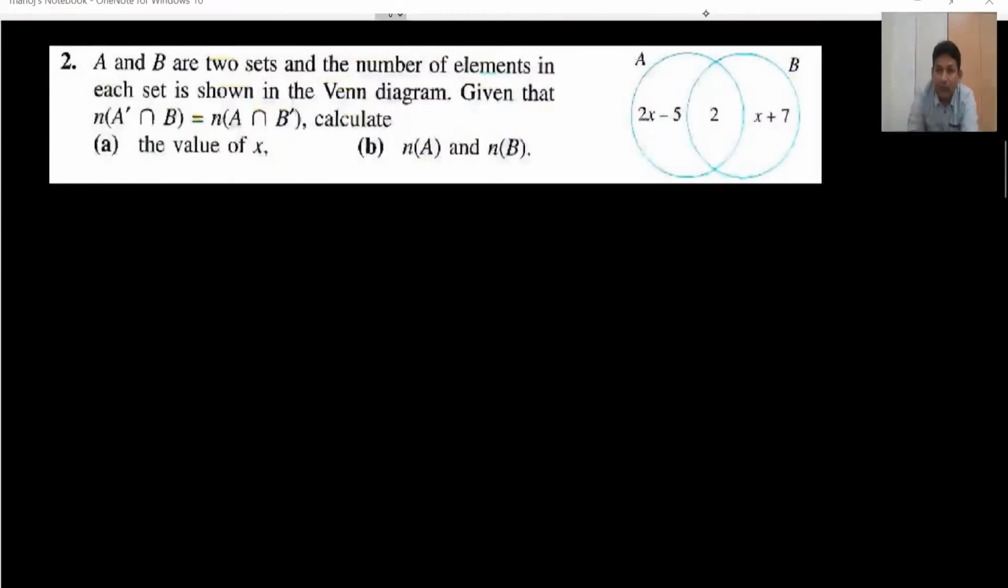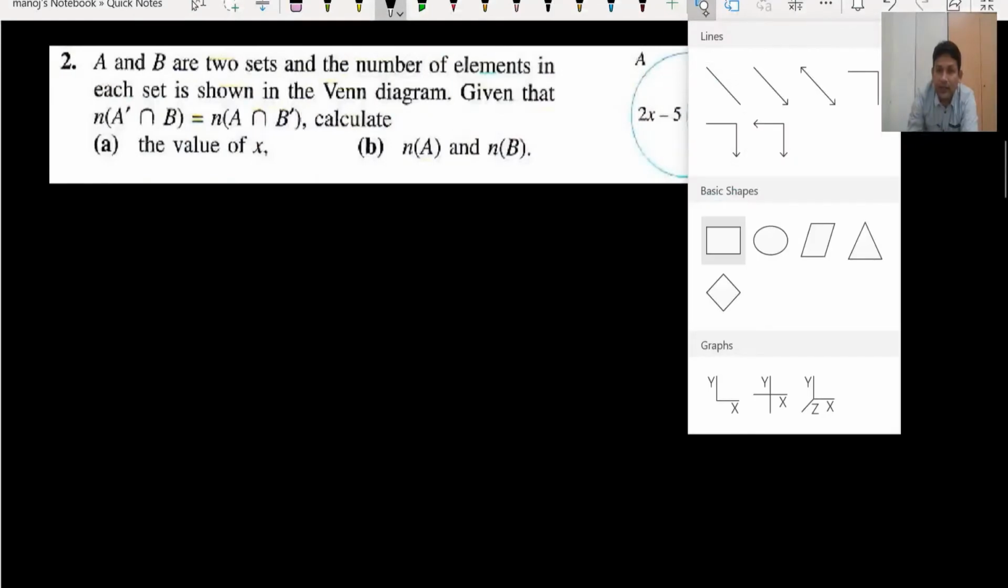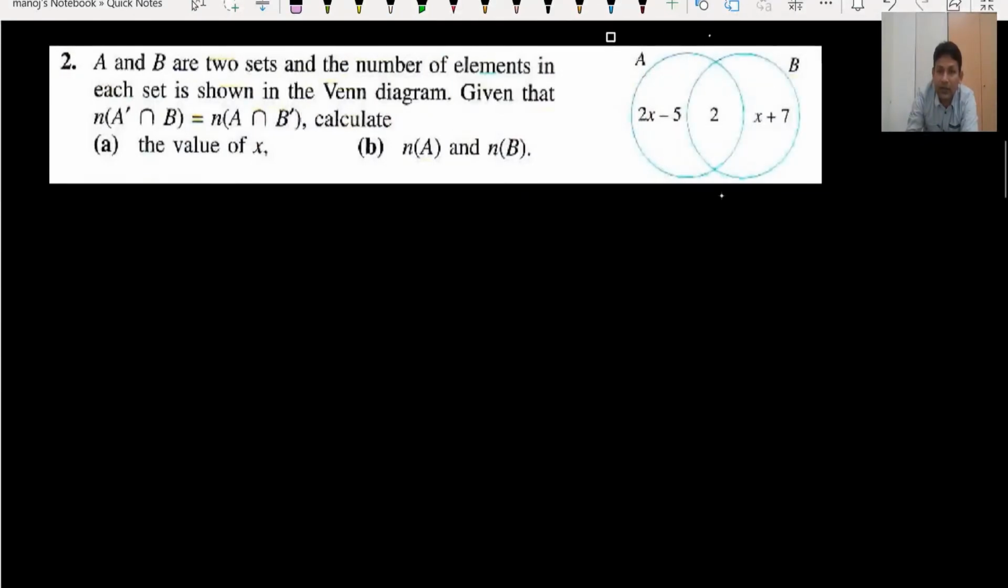Remember, there is also this rectangle, which we cannot see. I change the color. Okay, it means this is a universal set. A and B are two sets, the number of elements in each set is given in a Venn diagram. First of all, what is A complement?